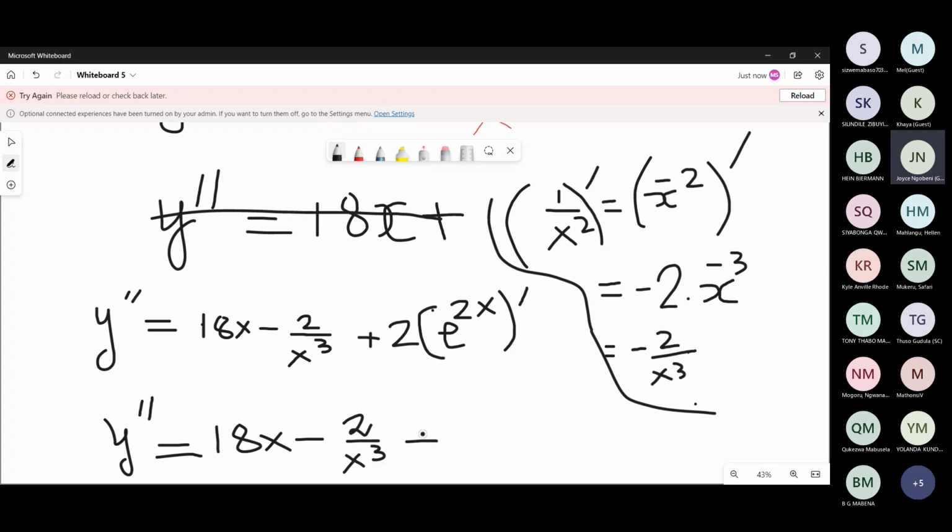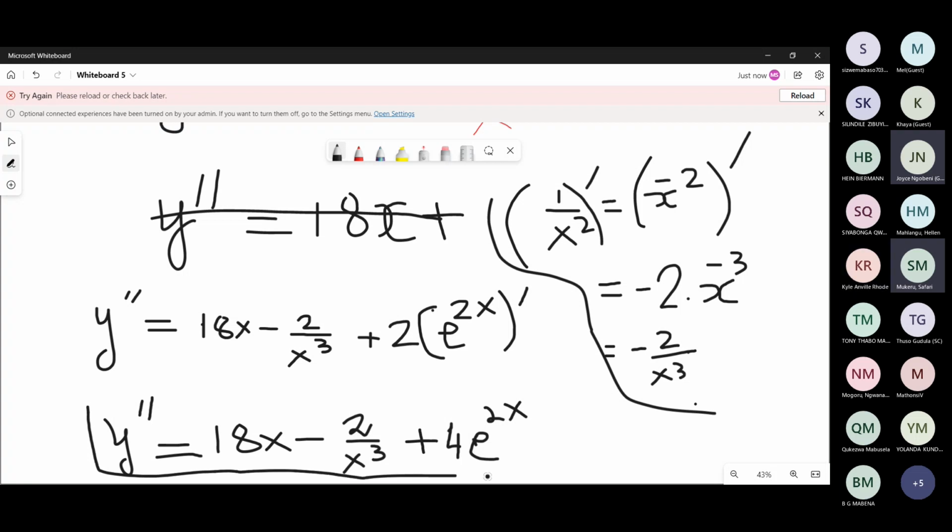Plus, how do you now find the derivative of e power 2x again? Apply the rule. You did 2 times 2, it will then be 4 e power 2x. Right. All right. This is the final answer.